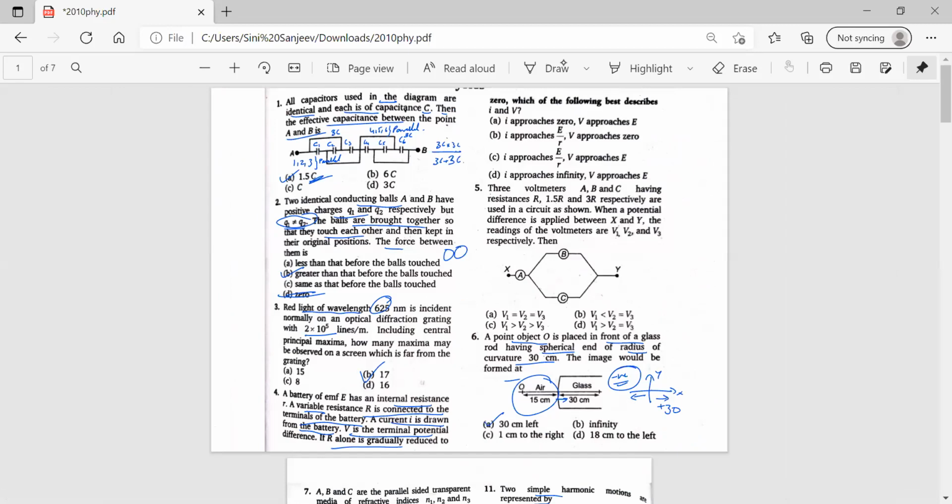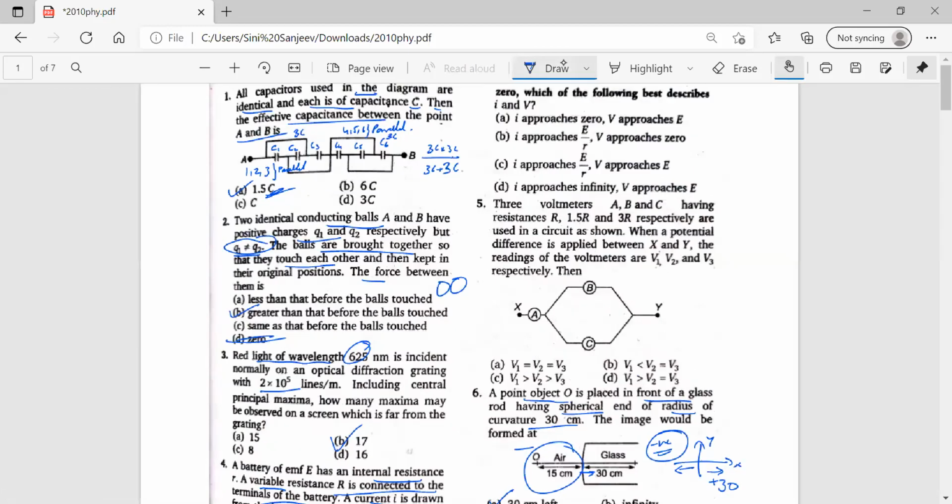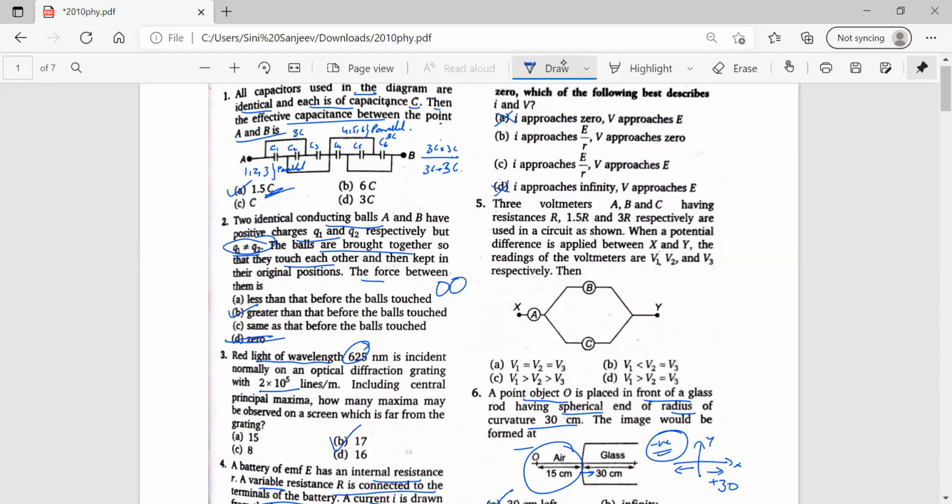First of all, the battery supplies current, so that cannot be 0. So this option is gone. It cannot approach 0, nor infinity. We cannot draw infinite current from a battery which has a specified voltage. So one is I is equal to V by R, and the second thing is V approaching E. E in the sense of what? Maximum voltage, if the resistance is gradually reduced.